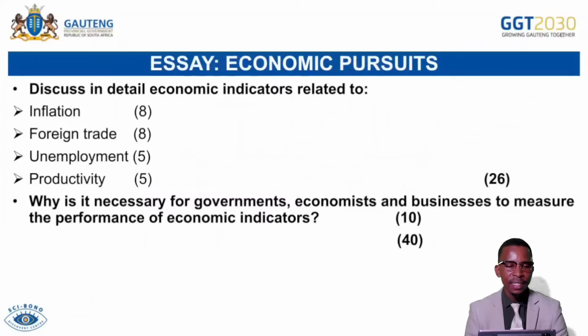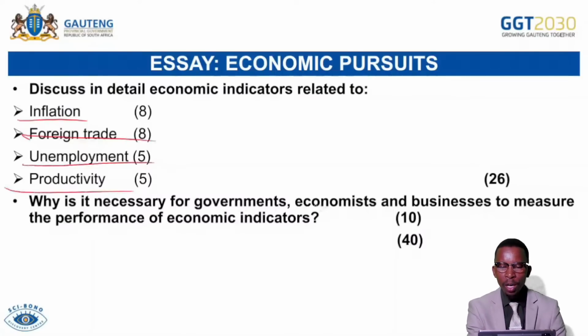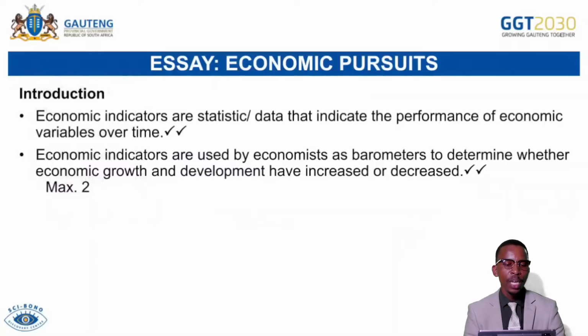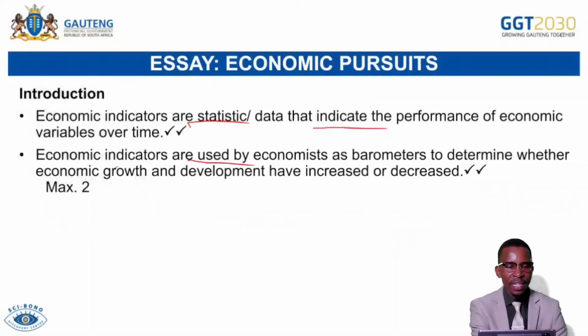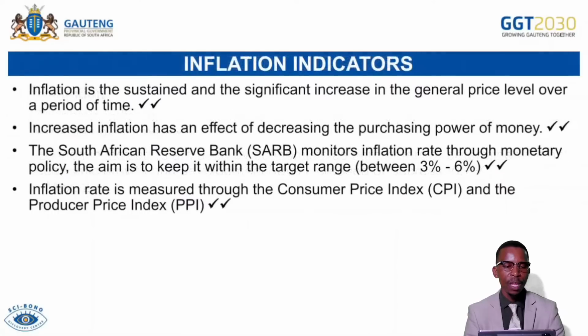Economic indicators. Discussing in detail economic indicators related to inflation, foreign trade, unemployment, and productivity. Then the additional part: why is it necessary for the government, economies, and businesses to measure the performance of economic indicators? Let's see the example. Economic indicators are statistical data that indicate the performance of the economy, or economic indicators are used by economists as barometers to determine whether economic growth and development have increased or decreased, for 2 marks.